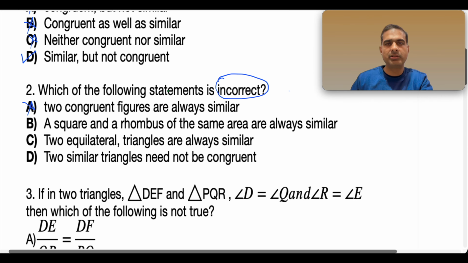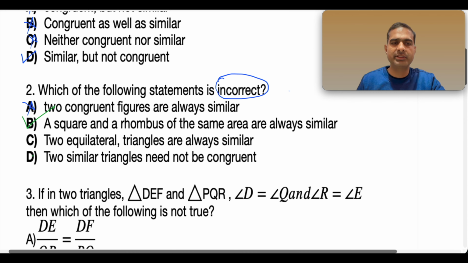Let me choose a different color. Okay, let's talk about option B. It says a square and a rhombus of the same area are always similar. We know two figures are said to be similar if their sides are proportionate and their angles are also equal. But in a rhombus and a square, it's not necessary that the angles will be equal. So this is incorrect. This will not always be true. So this will be our answer because the question is asking which is incorrect.